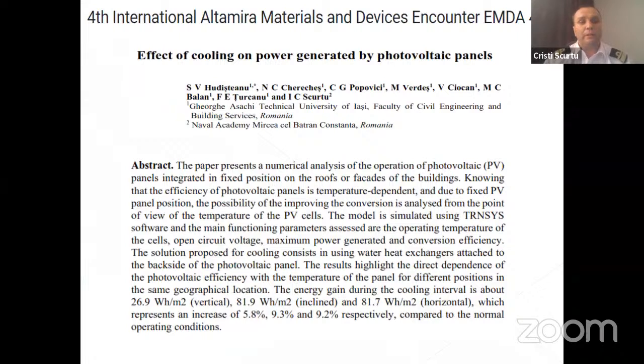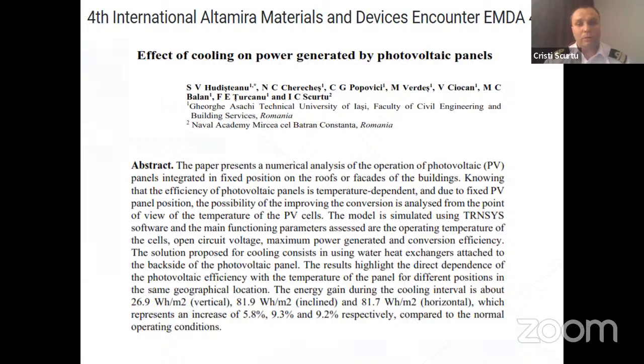So I'll start my presentation on the effect of cooling on power generated by photovoltaic panels. This paper was prepared with my colleagues from the Technical University of Iași in Romania, Civil Engineering and Building Services. I am the one presenting this paper today, and I'm from the Naval Academy, as I said before.